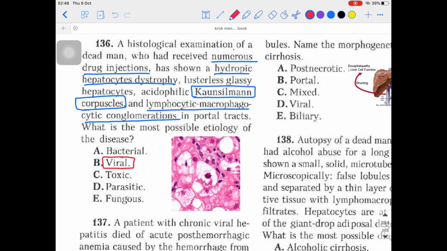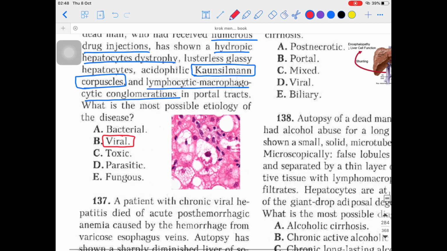So here, what is this Councilman body? These are generally the apoptotic bodies. The concept of apoptosis and necrosis: if you watch the previous videos, the initial videos of this playlist, you must have an idea about apoptosis and necrosis. Apoptosis means it's a kind of programmed cell death. This is happening mainly in viral hepatitis B, where the hepatocytes are undergoing apoptosis, and those apoptotic bodies we call Councilman bodies or Councilman corpuscles in the liver. Of course we are talking about the liver topic over here.